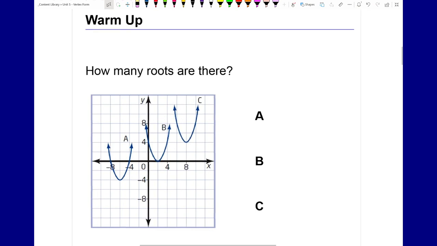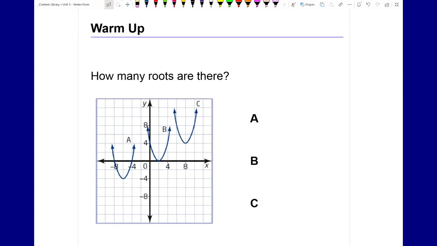So the first thing we want to do, we have three quadratics here. We have A, B, and C. We just want to know how many roots there are in each of them. Remember, roots are just another term for our x-intercepts. If I look at A, there are two roots, 1 and 2. So for A, there are two roots. For B, there is one root. And for C, it doesn't touch the x-axis at all, so there are 0 roots.